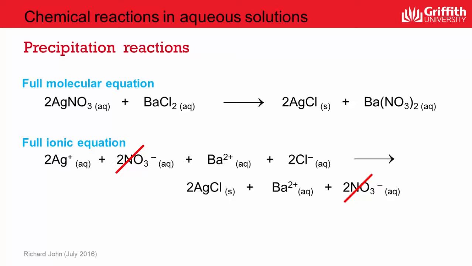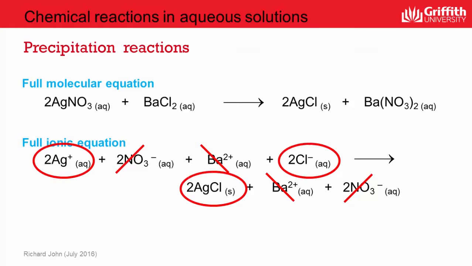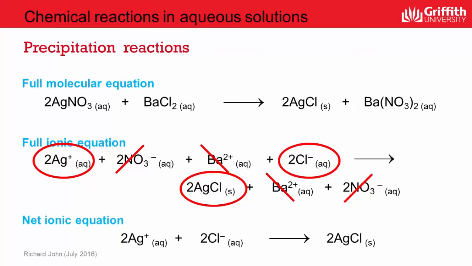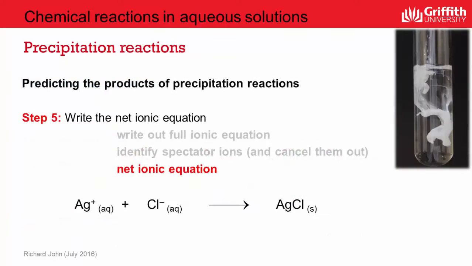The other spectator ions that undergo no physical or chemical change are the barium ion on the left-hand side there and the barium ion on the right-hand side there. So that just leaves over the 2 silver pluses plus the 2 Cl minuses to give us 2 AgCl solid. And there's our net ionic equation. Now you'll notice that there's a 2 in front of every substance in this equation. We can effectively cancel that out, get our chemical equation down to the lowest whole number ratio of all substances involved, and we have our net ionic equation of 1 silver ion plus 1 chloride ion going to AgCl solid.